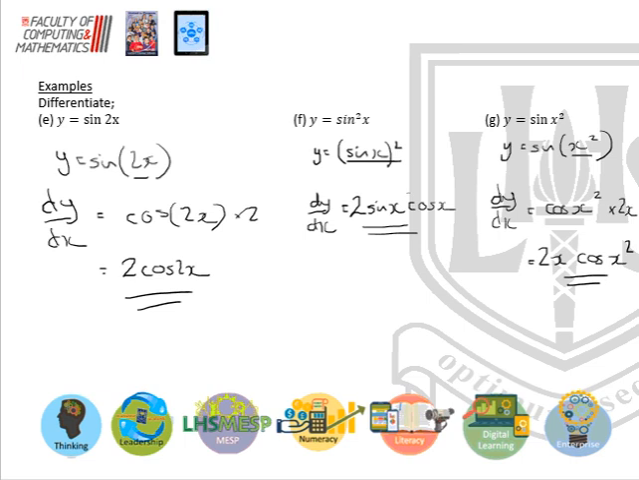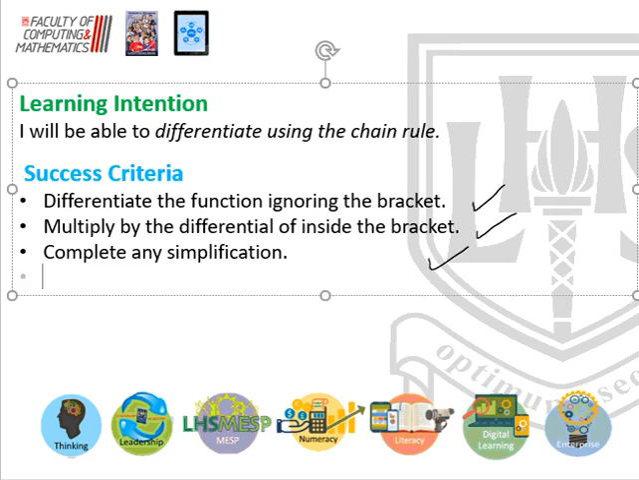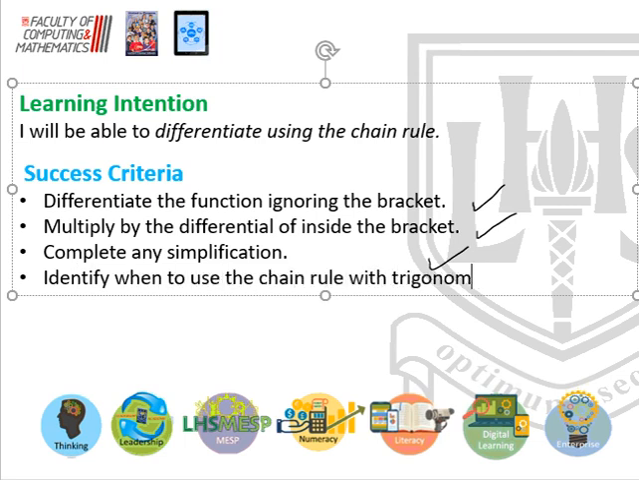Now going back to your success criteria, there are 3 things you need to be able to do. Be able to differentiate the function ignoring the bracket. Be able to multiply with the differential of what's inside the bracket, and then complete any simplification. You could add in a 4th thing as well: to cope with trigonometric terms, or even identify when to use the chain rule with trigonometric terms. That could be a 4th one that maybe should have been put in.